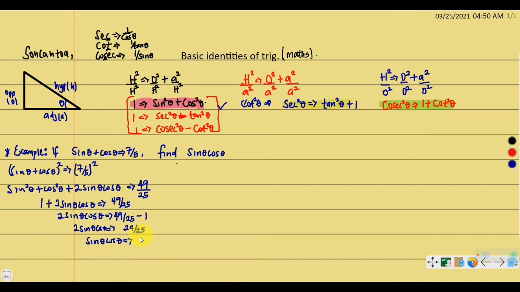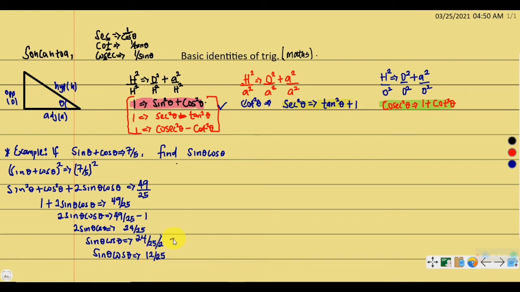Sine theta cos theta is now equal to, you divide by 2, 24 over 25 divided by 2. Everybody knows that when you divide a number by 2, it comes over, and your answer is nothing but 24 over 50. Please always keep that in mind, because I don't want you to have any issues with this. Or 24 over 25 times 1 over 2. It should give us 12 over 25. So 12 by 25 will be the correct answer.